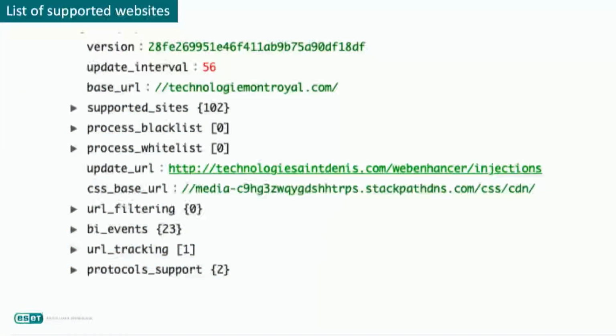There are essentially search engines, approximately 100, and the version of the list is identified by a hash, and it is updated every 50 seconds, for example. But the most important field here is the supported sites. Also, as you can see, there is a field to blacklist some processes.